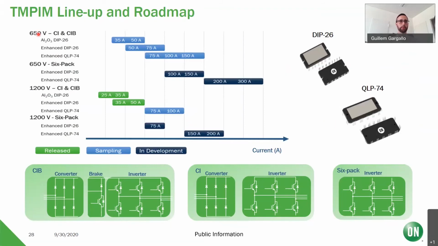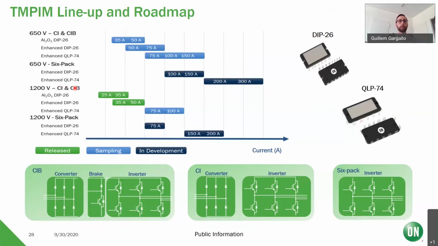If we look at 650 volt CI and CIB, we cover up to 50 amps with our standard DIP26, and 75 amps with our enhanced DIP26. We are also starting to sample here up to 150 amps with our QLP74 package. The QLP74 comes in all cases with our enhanced DBC. Then we have here the 650 volt 6-pack currently under development. This will cover from 100 to 300 amps in these two packages.